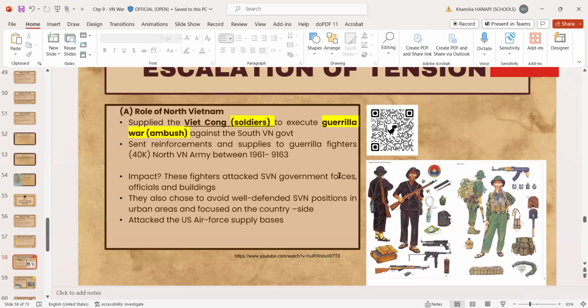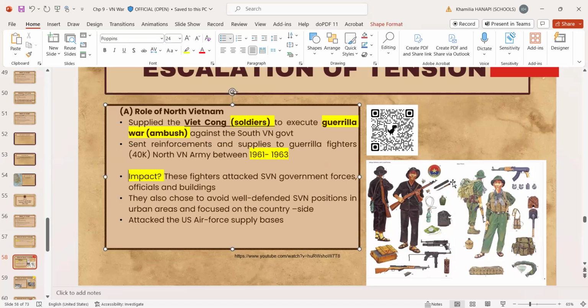Okay, so the North Vietnamese sent a lot of men, in fact about 40K, between 1961 all the way to 1963. Change that, all right? 1961 to 1963. So what did the North Vietnamese do? They actually supplied a lot of soldiers. Now, what was the impact? Highlight for me this. What was the impact?